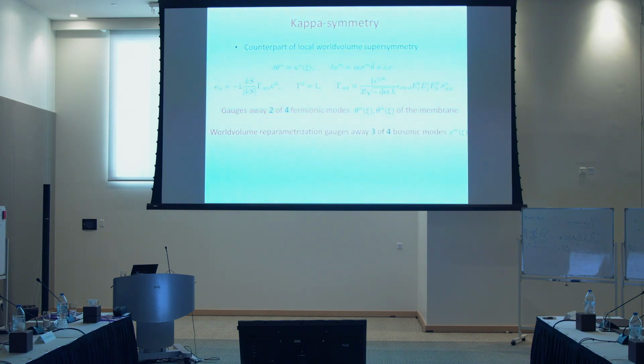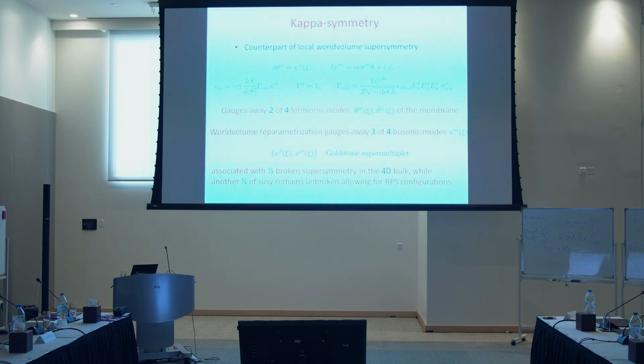And then we also have the worldvolume reparameterization invariance, which removes 3 of 4 bosonic variables x, so that we are left with a Goldstone supermultiplet, a scalar supermultiplet consisting of a real scalar and a Majorana spinor psi. So in general, as we well know, the membrane breaks half of the bulk supersymmetry, and in this case, this indicates to us that this membrane may have something to do with these BPS domain walls we are looking for.